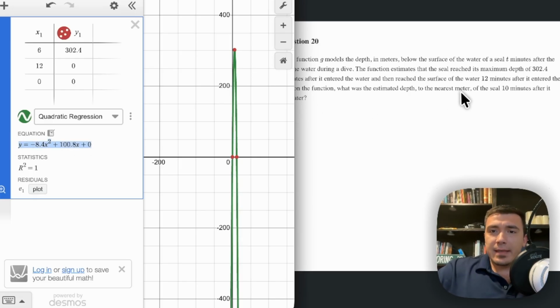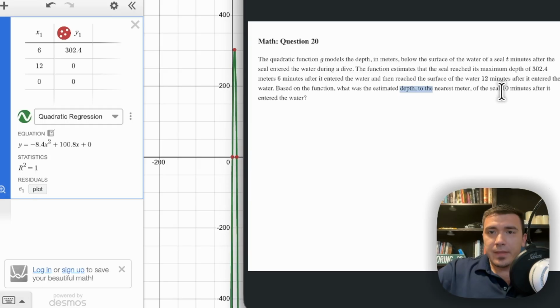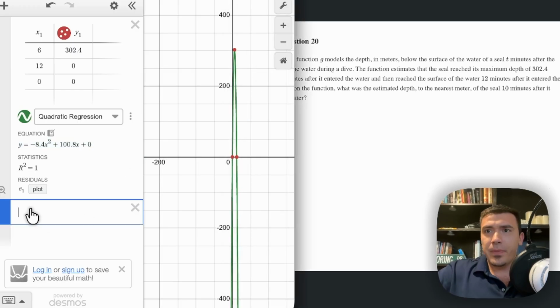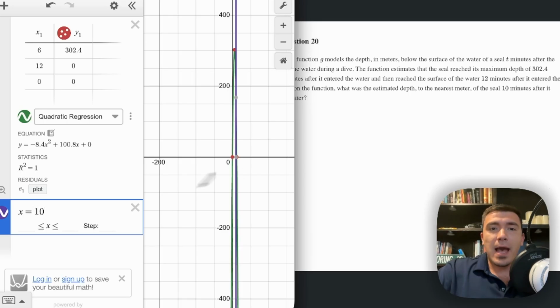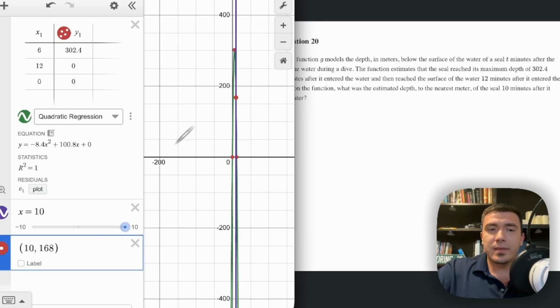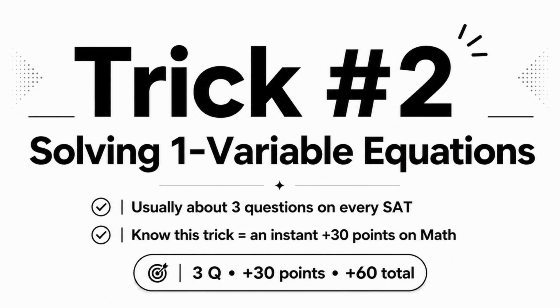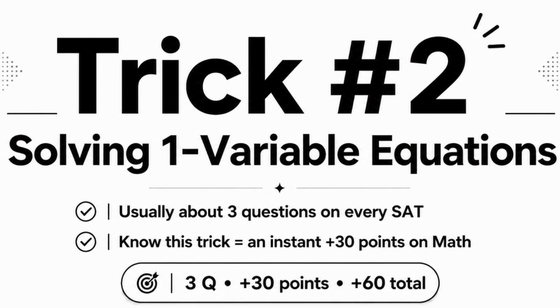And this question is asking for the depth of the seal 10 minutes after it entered the water. So I'm looking for an x value of 10. So all I need to do over here is go to the next line and type in x equals 10. I will see where it hits the graph. I see that it hits the graph at 10, 168. Therefore, my depth, and my answer to this question, is going to be 168.